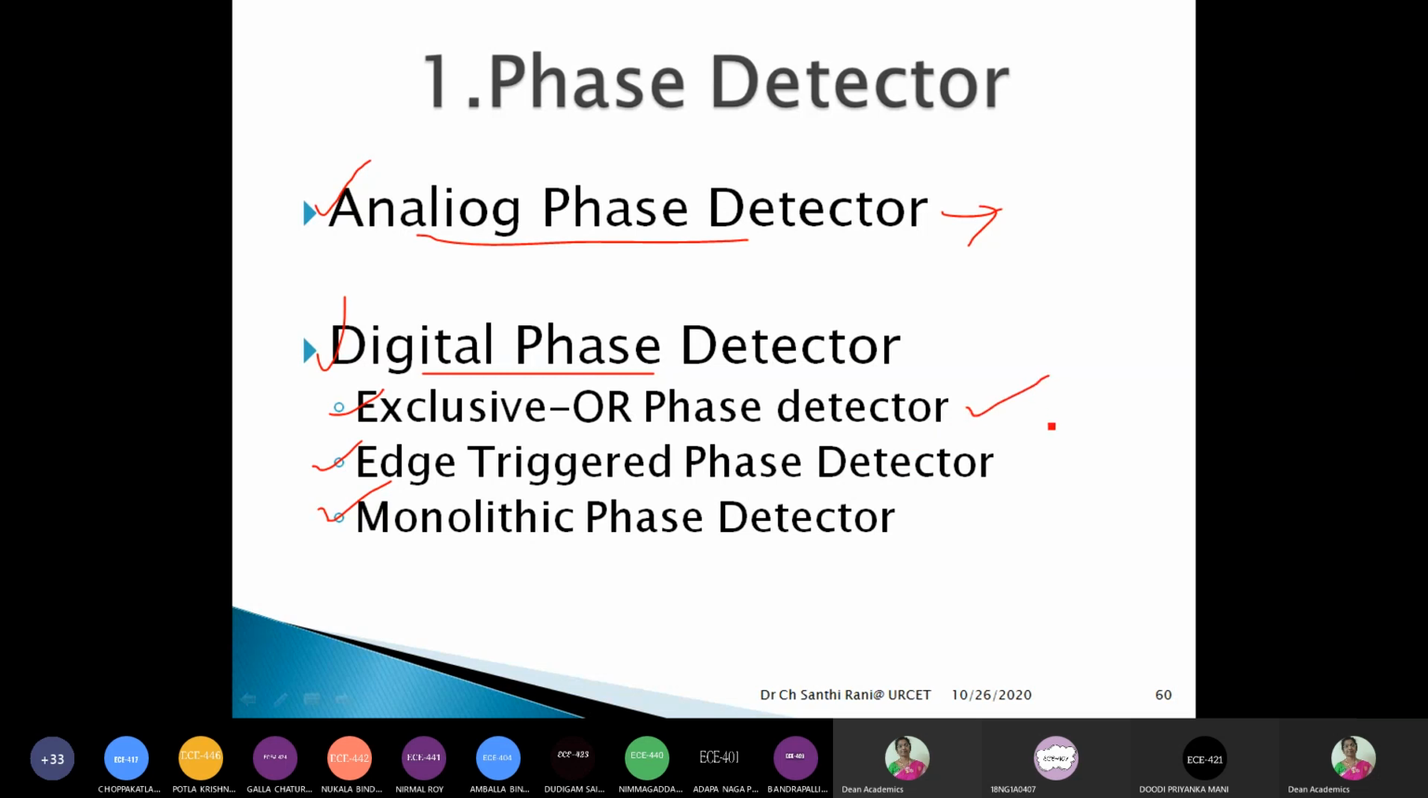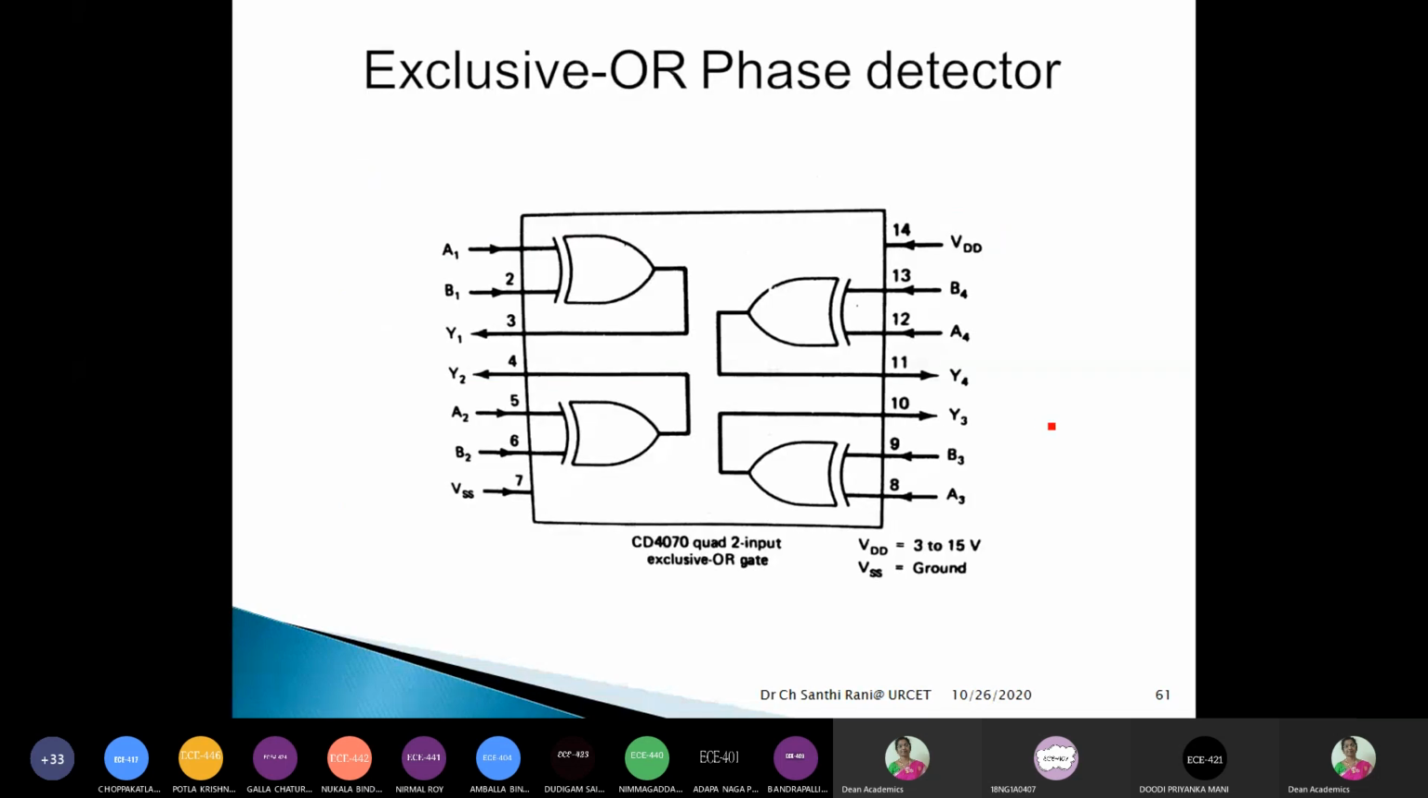Exclusive OR phase detector. You know what an exclusive OR gate is? So let us see. This is an exclusive OR phase detector. That means for this phase detection, an exclusive OR gate is used. That's all. That's why we call it the exclusive OR phase detector. Actually, this is an exclusive OR gate IC, the CD4070. It is a quad 2-input exclusive OR gate.